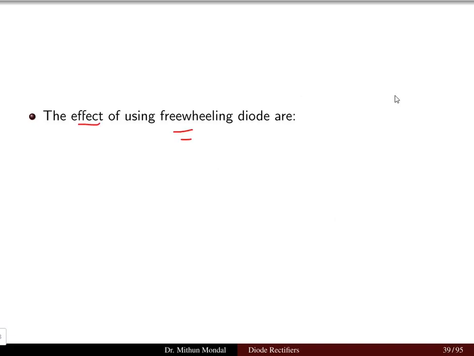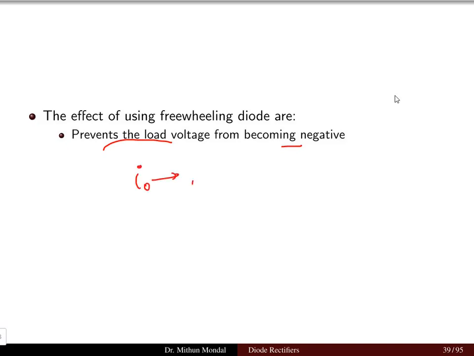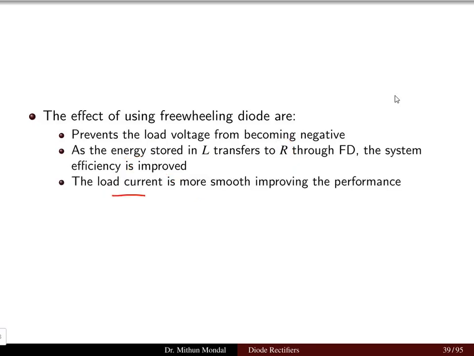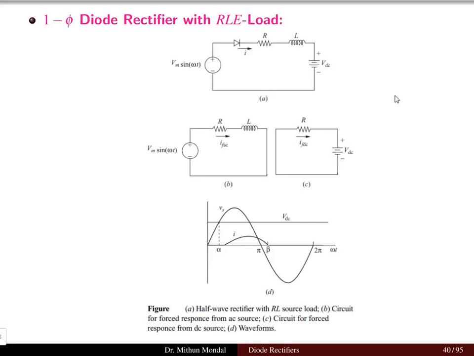The effect of using the freewheeling diode has many perspectives. It prevents the load voltage from becoming negative. We can see that the current I0 is continuously flowing even when the load voltage is 0, so the current is not becoming negative. Second, the energy stored in the inductor transfers to the resistor through the freewheeling diode, so the efficiency of the system is improved. The load current is more smooth now, which improves the performance of the overall system.